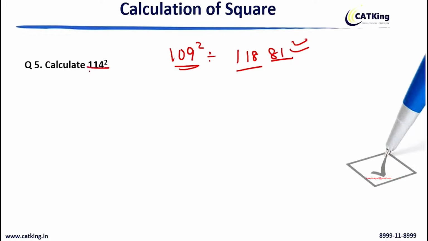What about 114 square, guys? What is the difference? 14. Adding 14 to 114, this becomes 128. Correct? And what is 14 square? 14 square is 196. So answer should be this, 128, 196.